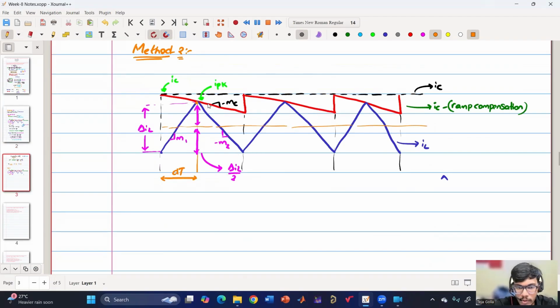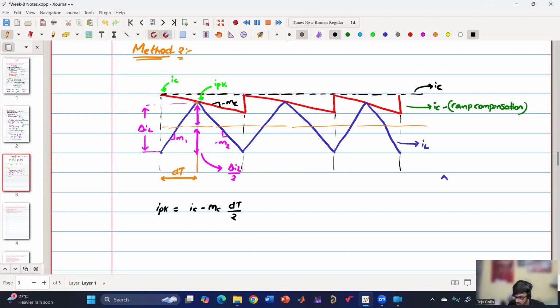So we know the I peak expression. So I peak is IC minus MC into dt by 2. This you know.